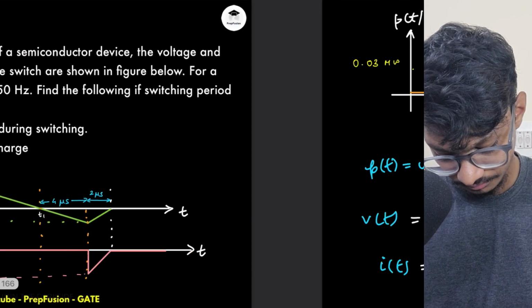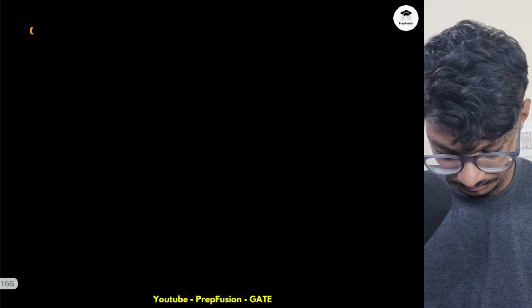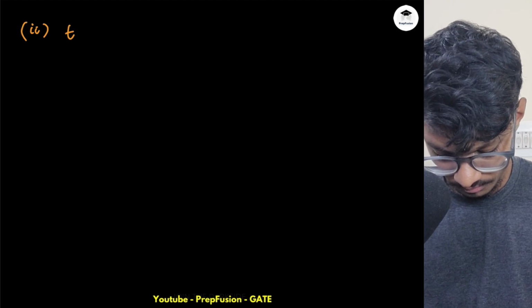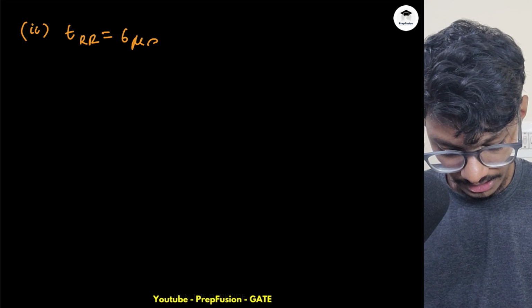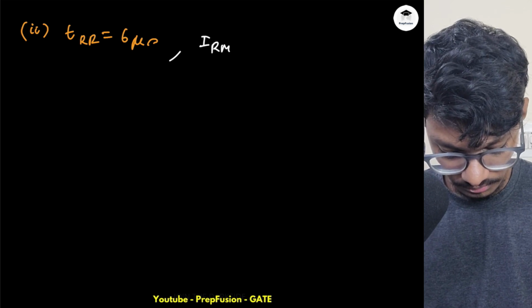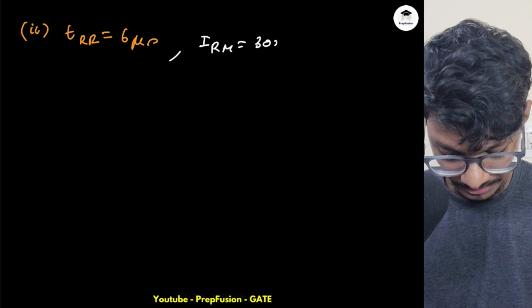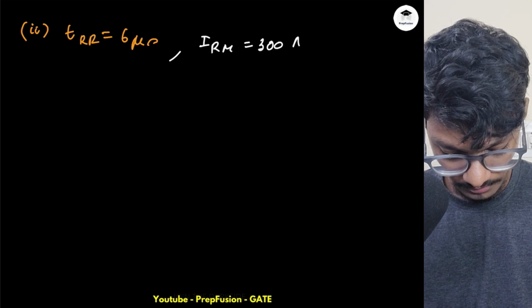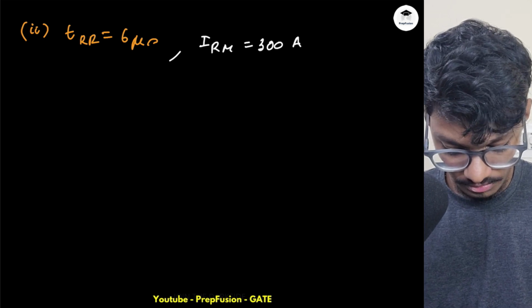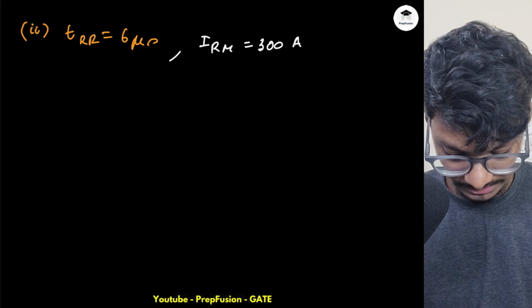This is the first part. This is part 1. The second part. My trr is basically 6 microseconds, and my IRM is basically 300 amperes. And what next is there?